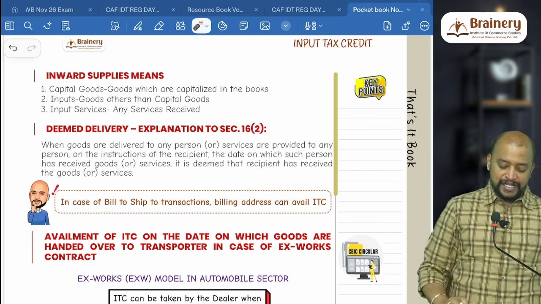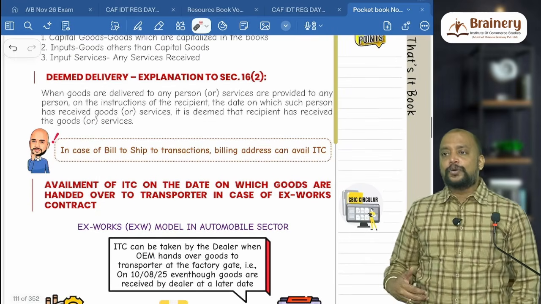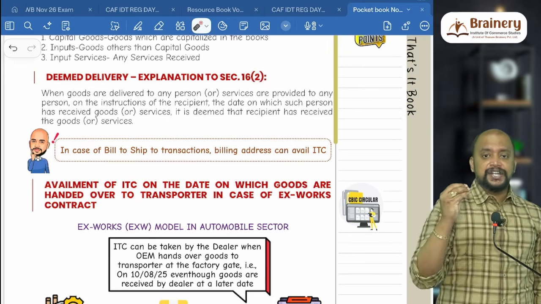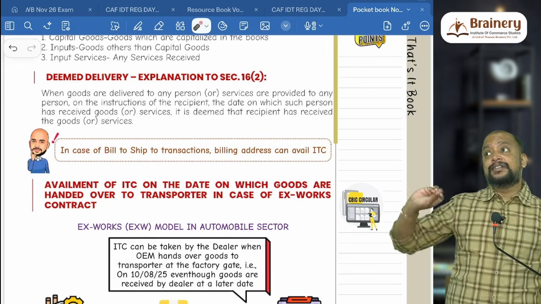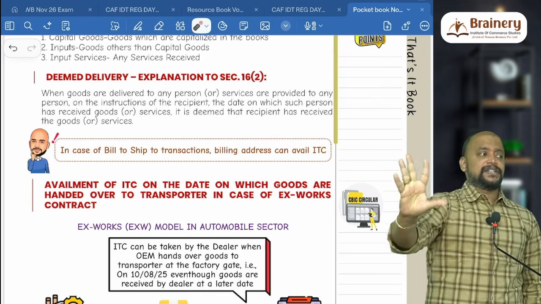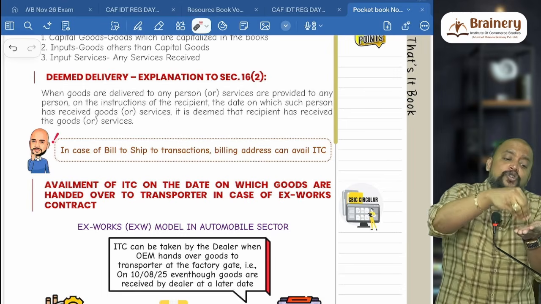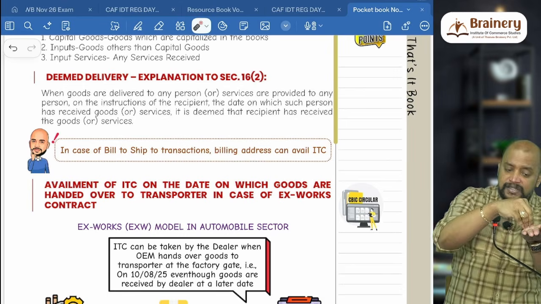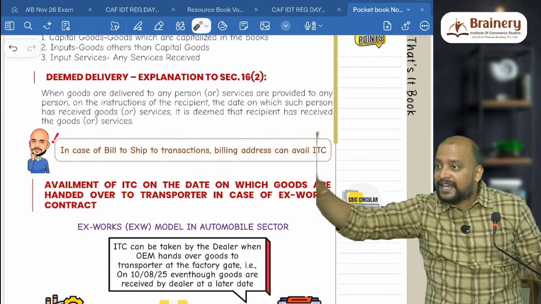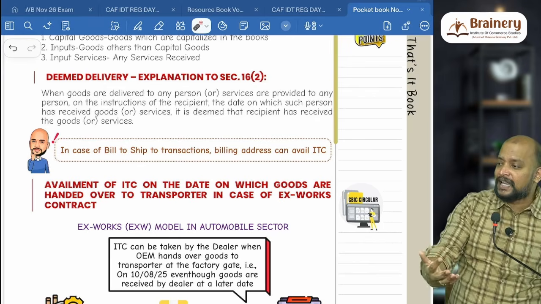Then there is a concept of deemed delivery. When goods are handed over to a third person on behalf of the registered person, the day on which the third person has received the goods or services, it is deemed that the registered person has received the goods or services. But the only condition is that the registered person should authorize the supplier to give the goods or services to the third person. Then the third person's received date will be taken as the date of receipt by the registered person, and the registered person can avail the ITC.